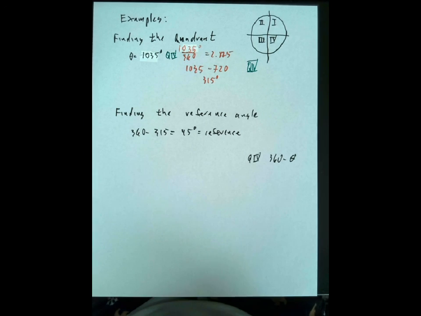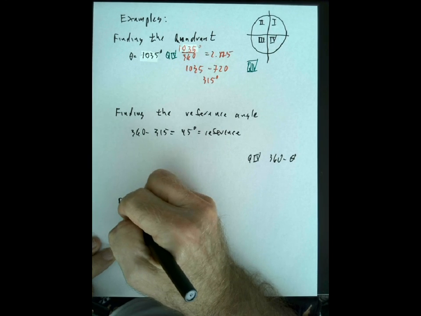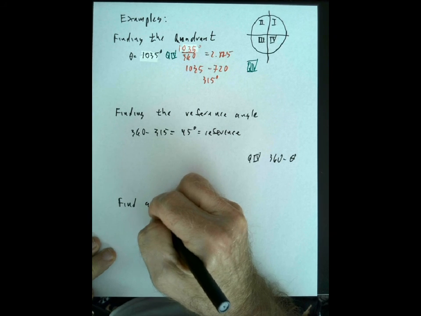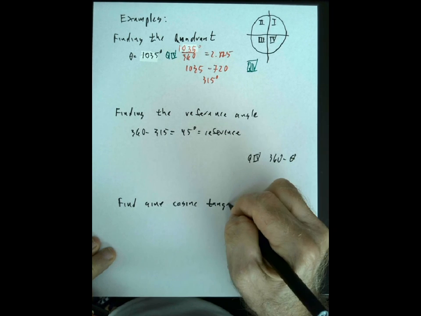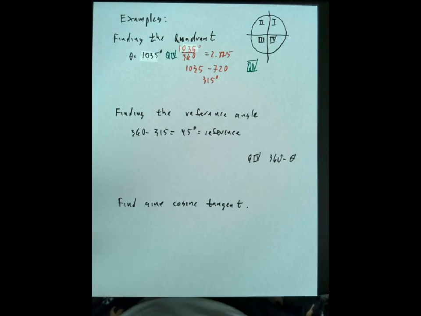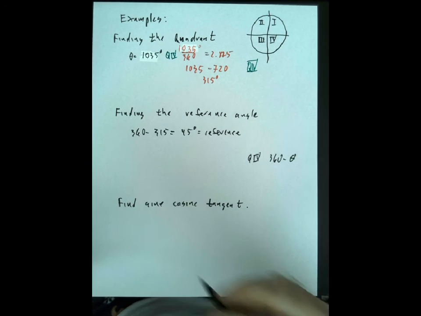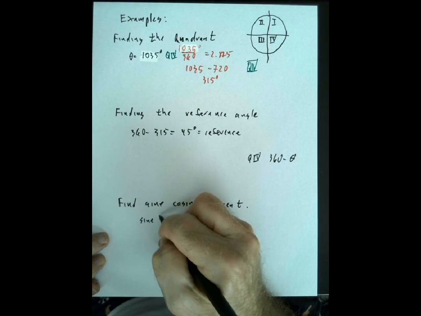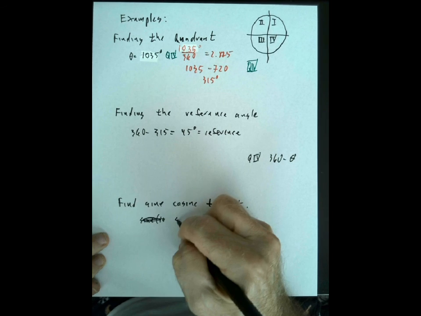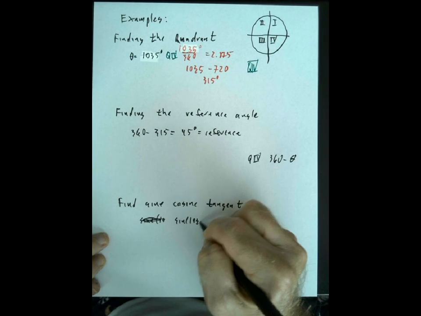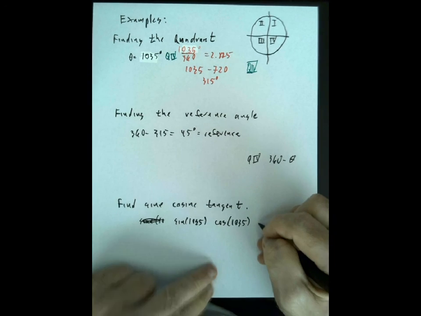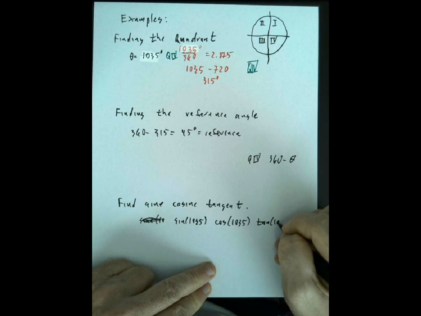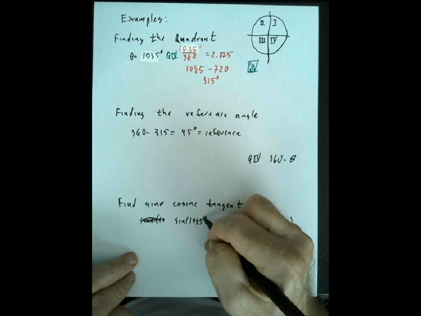Okay? Now, the third step is to find the sine, cosine, and tangent values of 1035. So what's the sine of 1035 degrees? What's the cosine of 1035? And what's the tangent of 1035? Right? Degrees.